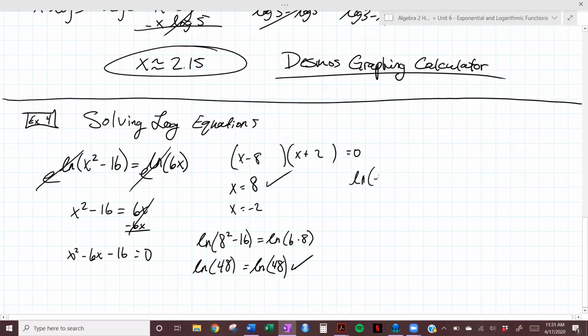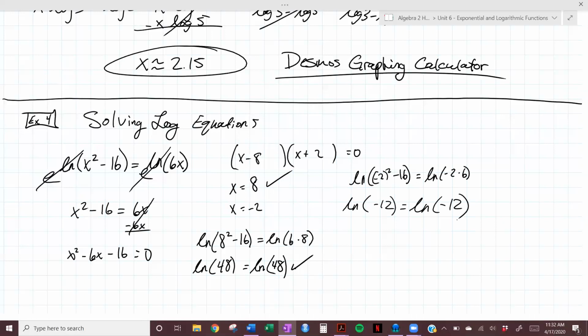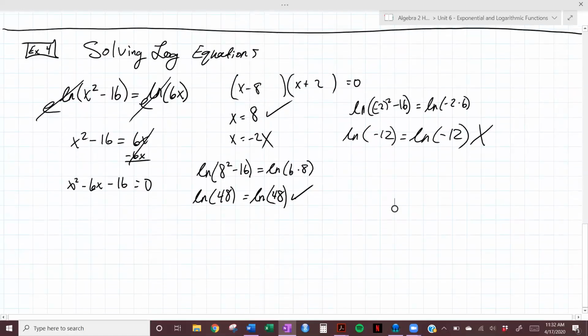Natural log of -2 squared minus 16 equals the natural log of -2 times 6. So the natural log of -12 equals the natural log of -12. But the trick for this one is natural logs are undefined for negative values. So even though this works out and is equal to each other, it's undefined. So -2 is not a real solution. So x equals 8 is a real solution. x equals -2 is an extraneous solution.